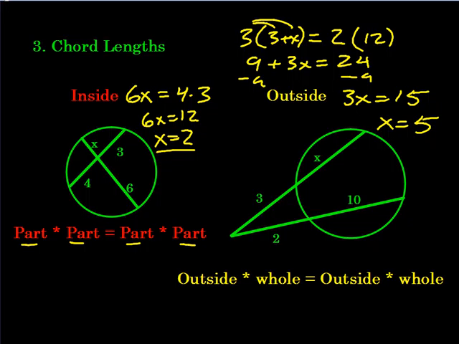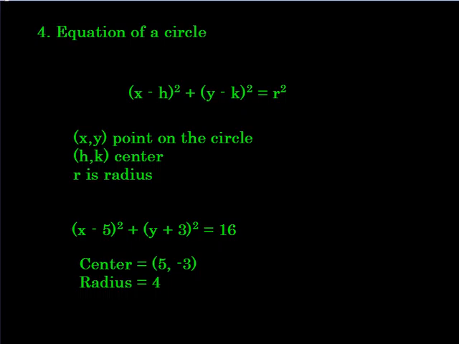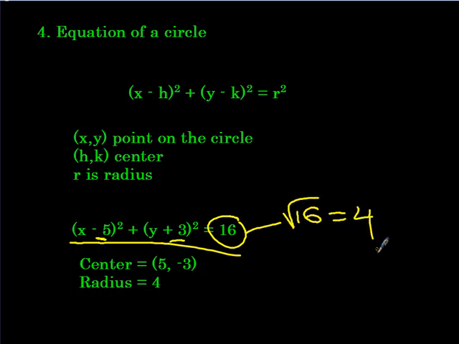Moving on, we have the equation of a circle. The standard equation of the circle is x minus h squared plus y minus k squared equals r squared, where x and y represent any point that is on the circle, meaning the outside of the circle, h, k represents the center of the circle, and r represents the radius of the circle. If I gave you this equation and asked what's the center and what's the radius, the center here would be 5, negative 3. Remember, if the sign changes, you're doing the opposite. And this last number to find the radius is not 16, the radius is the square root of 16, which is 4 for that example.